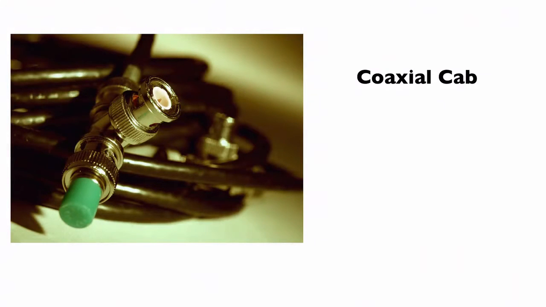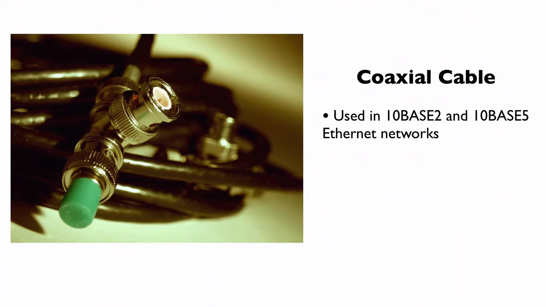A media type that we used to see a lot more of than we do today is coaxial cabling. Coaxial cabling was popular back in the early to mid 90s and late 80s when it was used in 10Base2 and 10Base5 Ethernet networks. We don't see it much anymore, but back in those days, you would have a coaxial cable that would weave its way through your office space, from one desk to another desk, from one office to another office, and workstations like a PC would tap in to this coaxial cable.